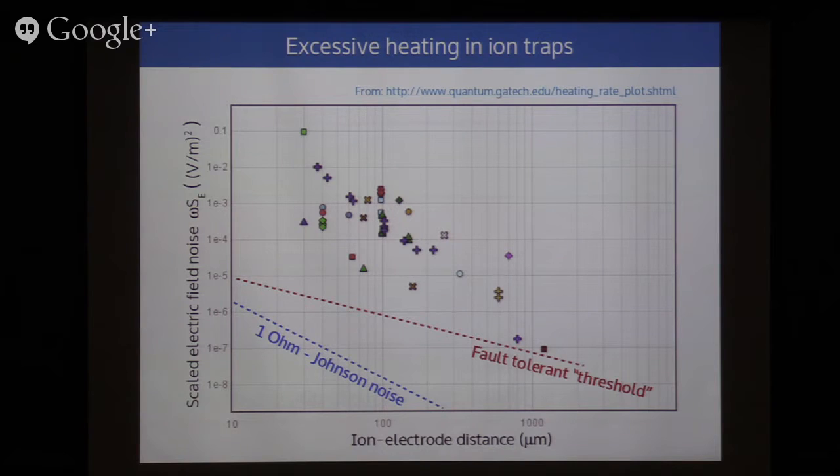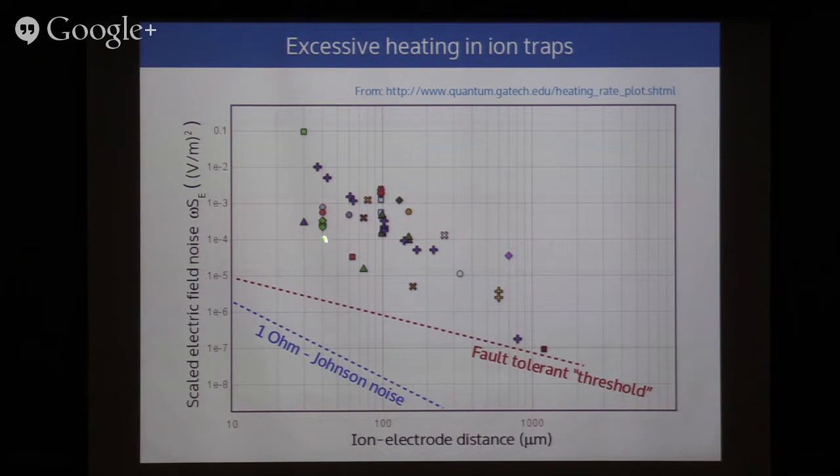What is important in our context here is that this is where we want to be below this, because if we get our heating rates below this, we can hope to implement what we call fault-tolerant quantum computing, meaning that we can implement algorithms which actually correct for decoherence, and in some sense you can make the qubit live forever. So that's basically the goal, to go below this line. Actually, this line is somewhat fuzzy, it depends on how you want to do it, but that's a good line.